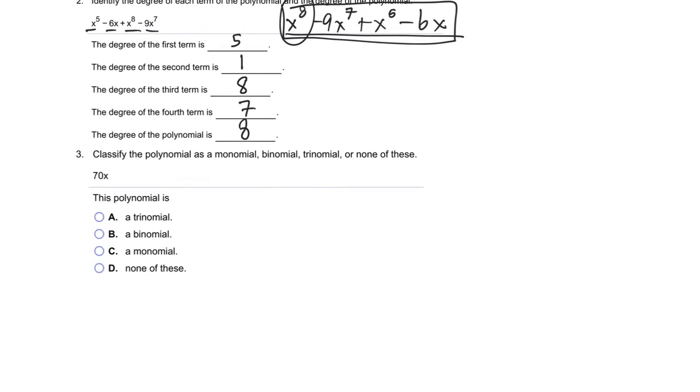Okay, next question says classify the polynomial: monomial, binomial, trinomial. So that's how many terms there are. In this one, there's two factors, 70 and x, but there's no adding or subtracting. So altogether, that's just one term. So I would call that one a monomial.